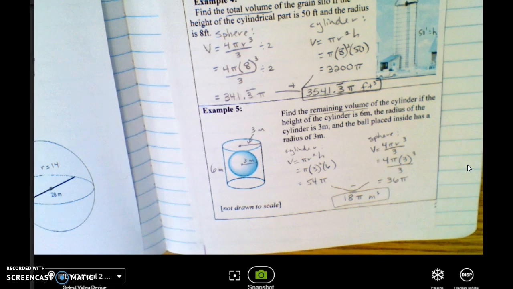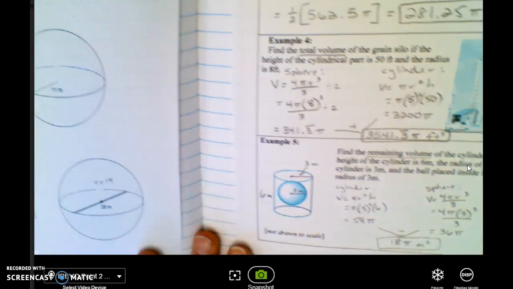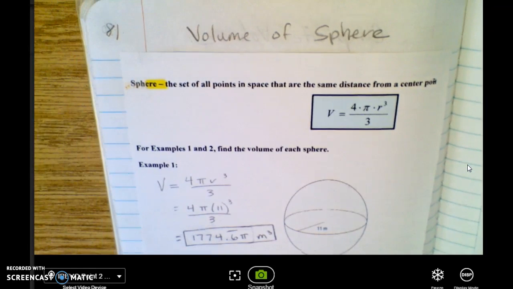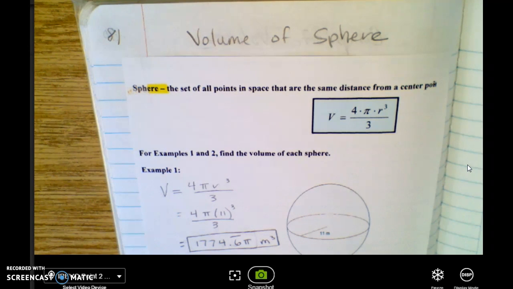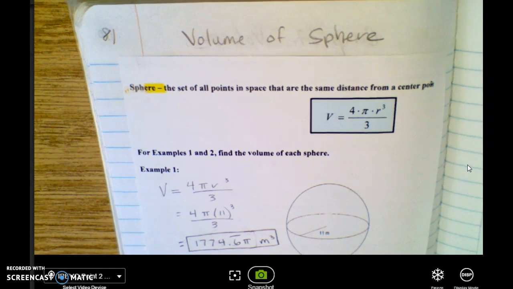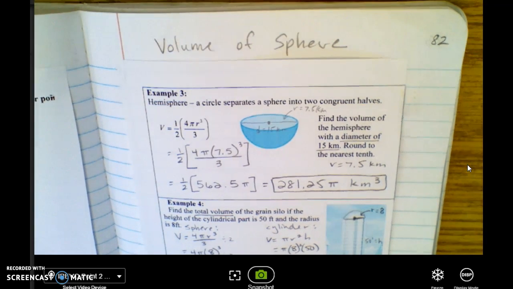So you'll be doing some more composite shapes. You'll be practicing some more with regular volume of spheres. Before we do that, please take a minute, get some tape. You're going to tape in your volume of sphere notes, page 81 and page 82.